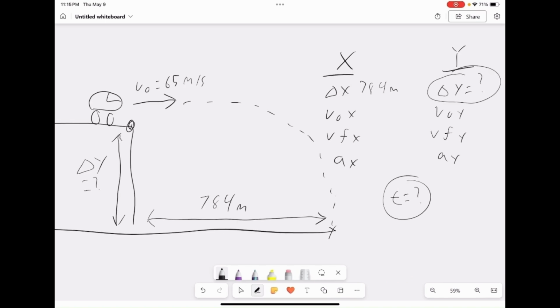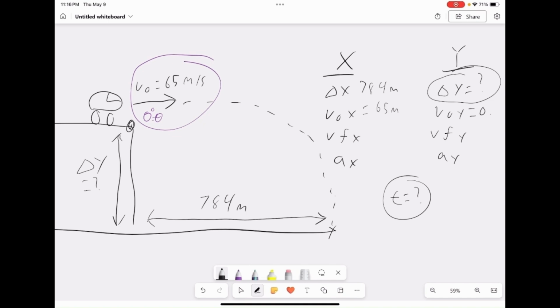Okay, V naught X, our initial velocity in X, and V naught Y, our initial velocity in Y, we can figure out looking at our initial velocity vector. You will notice I'm coming off of this cliff at a 0-degree angle. So I'm coming off at a 0-degree angle. My initial velocity is entirely in the X direction. There is no Y component of my velocity, right? It is all in the X. So V naught Y is going to be 0. V naught X is just going to be 65.